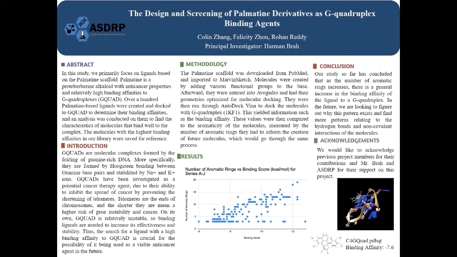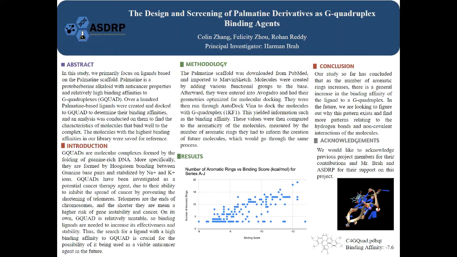On the right, we have the molecule C4GQUAD, which possessed the highest binding affinity out of the others in the series. Here's an image of the binding pose that C4GQUAD takes when the molecule binds to GQUAD, generated using Chimera. And our conclusion?